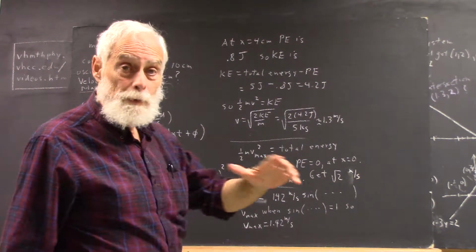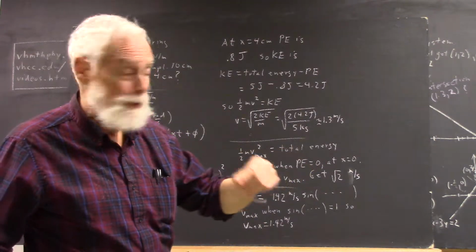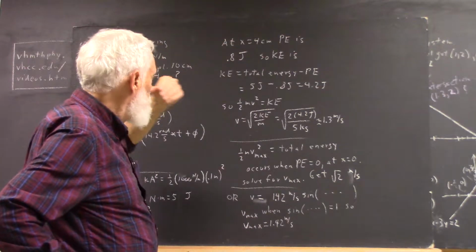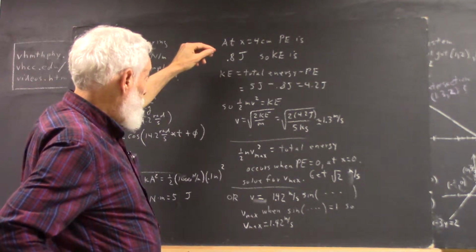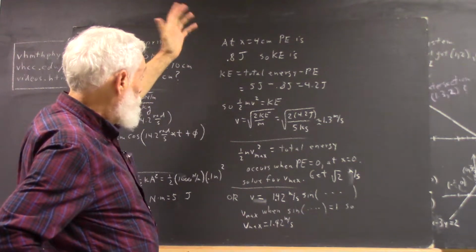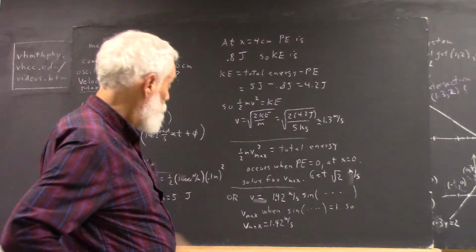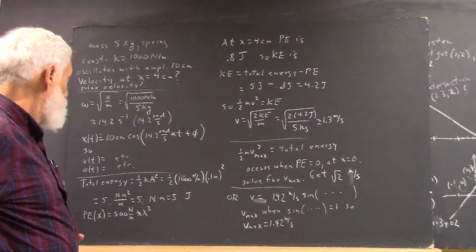Very simple if you remember and if you get used to thinking in terms of energy conservation. And this example will help you do that in a lot of different contexts. So, at x equals 4 centimeters, we can calculate the potential energy. Well, you can plug into this. We get 0.8 joules.